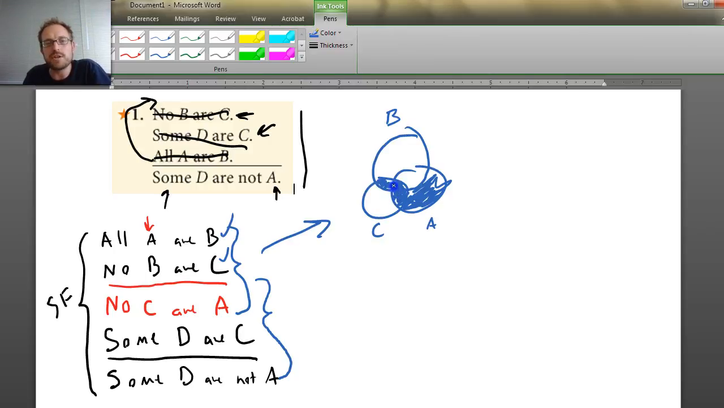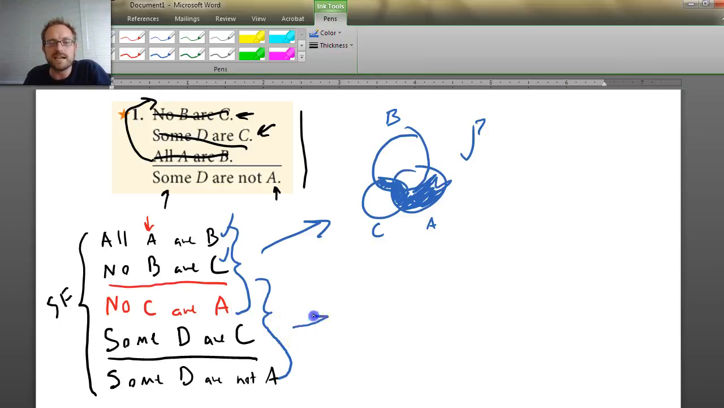Okay, so now I've actually diagrammed the argument. So the question is, can I read off the conclusion from the diagram? The conclusion is no C or A. No, and look, all the C's are separate from the A's. The A's are right here, and all the C's are here. So it's true, no C is A checks out, it's valid.